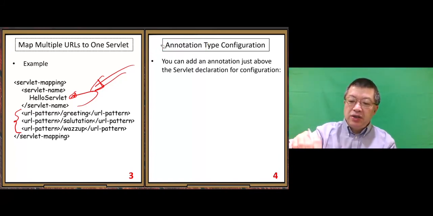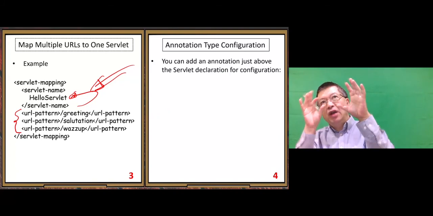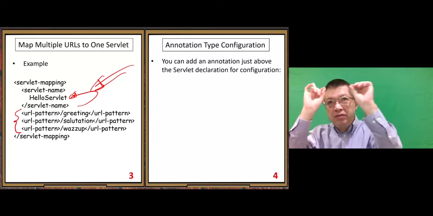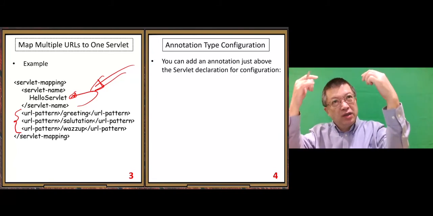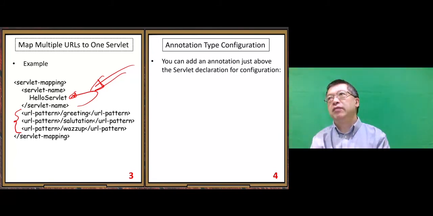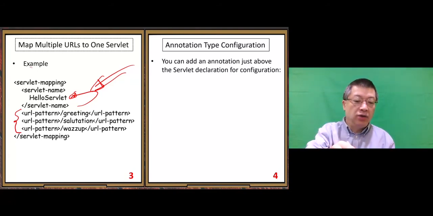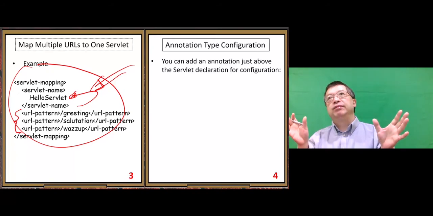So the annotation type. You can add an annotation just above the servlet declaration for configuration. In your servlet class name, above that line, you can put some annotation to do the straightforward configuration. Then it works. If you do that, in your web.xml you don't need all these things. So that can make your web application look simpler. That's the implicit configuration.